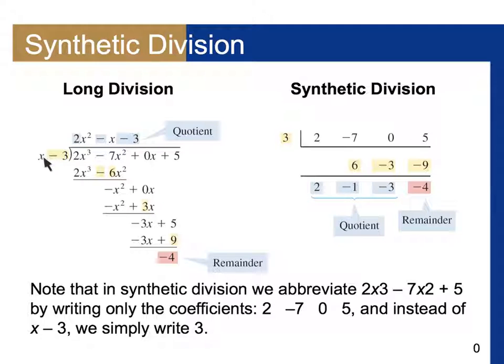Okay, our next step is to multiply x times minus x, so we get this minus x squared here. Okay, and then we also have to multiply the minus 3 times minus x, so that gives us the plus 3x.